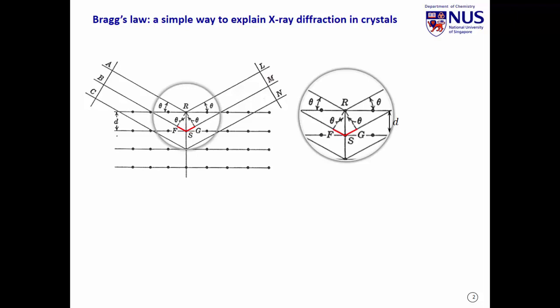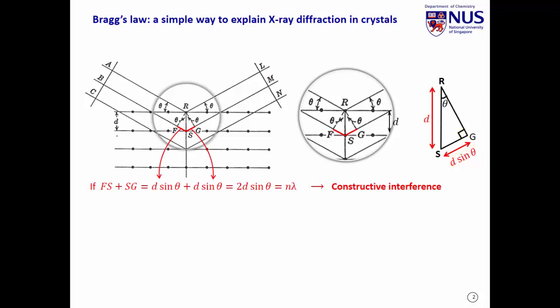In this magnified diagram, the angle between the incident beam and the lattice planes is theta. Hence, the angles FRS and GRS are both also theta. The extra path length from F to S to G is twice the length of line SG. Then, what is the length of line SG? It is equal to d sine theta, because the length of line RS is d, and the angle RGS is a right angle.